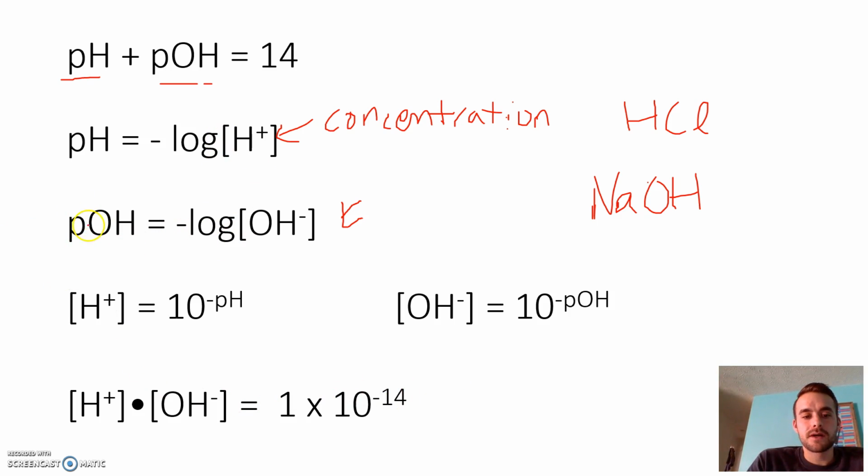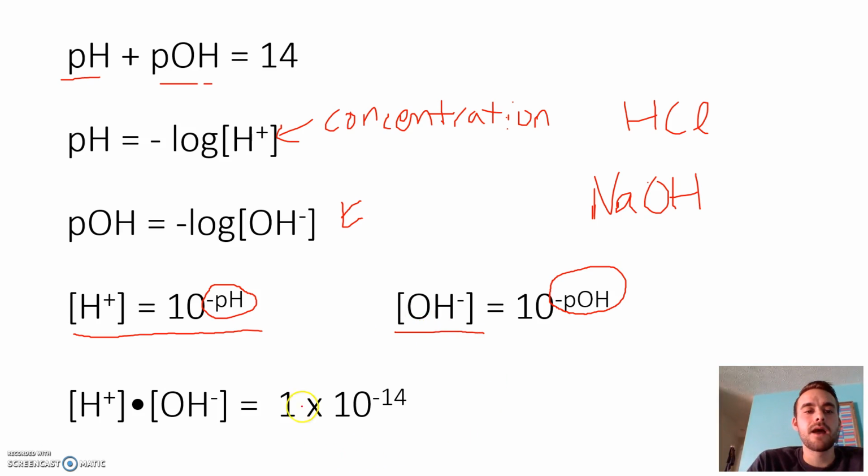If you take those logs and you try and eliminate the log from the equation, you'll get the next two. The first one here says the concentration of H plus equals 10 to the exponent negative pH. So if I give you a pH, you can use that to figure out how much H plus you have in a solution. The same thing is also true if I give you a pOH, you can use that to figure out how much OH minus you would have dissolved in a solution.